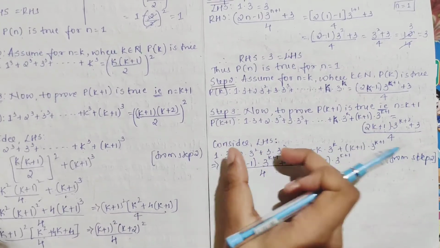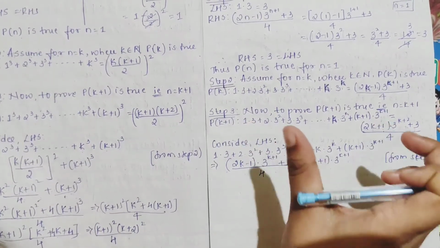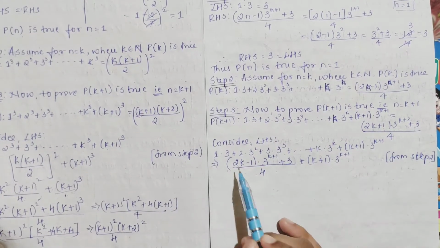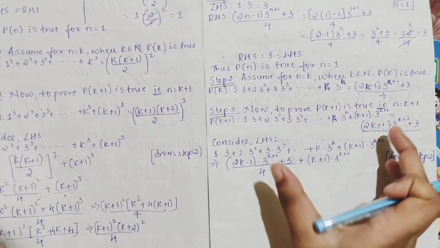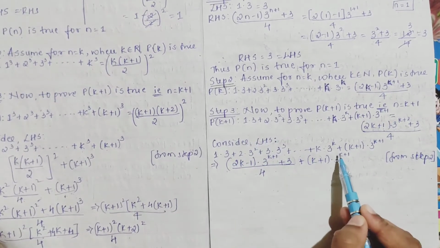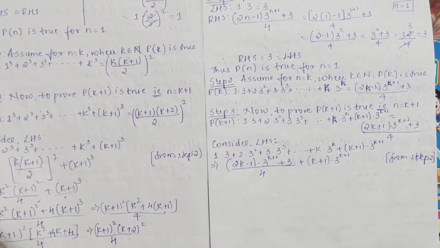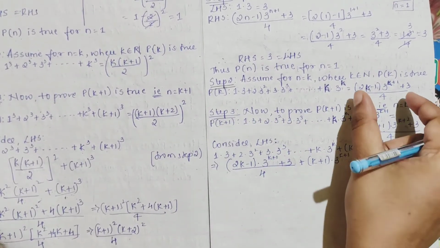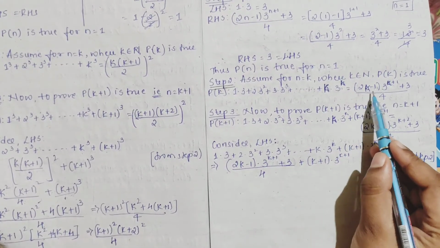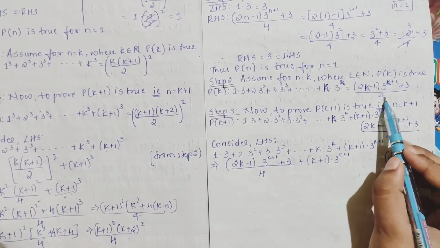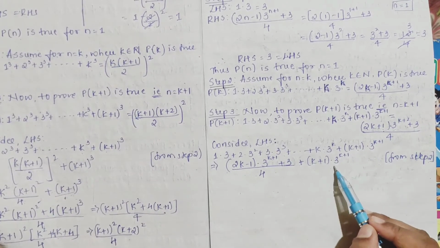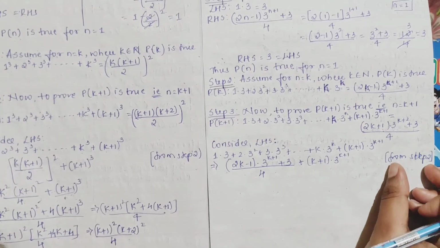So your next step, obviously, you have to consider our LHS part, right? You have to prove LHS is equal to RHS. So we first consider the LHS part. So 1.3 plus and so on, write your LHS part. Here you can see, as usual, your LHS up to k into 3k we have assumed in your step 2. So we will make use of this. Up to k into 3k, it is (2k minus 1) into 3 raised to k plus 1 plus 3, whole divided by 4. So you have written it, plus the remaining is (k plus 1) into 3 k plus 1. So write from your step 2.